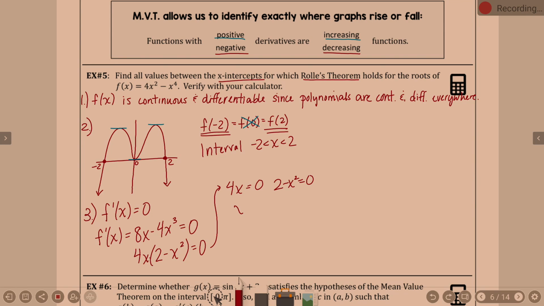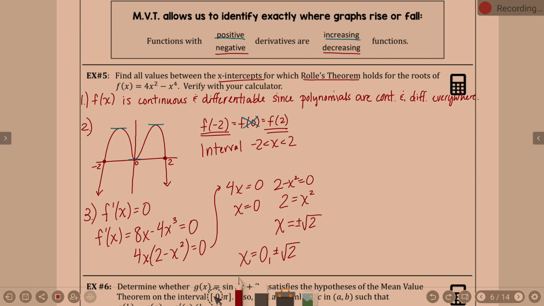We got x equals 0, right? I'm personally going to add the x squared over. X squared equals 2, so what is x? The square root of 2. Plus or minus. Well, I think that's a given. Yes, in the square root. So 0 and plus or minus the square root of 2.